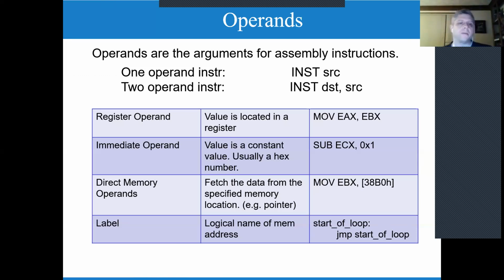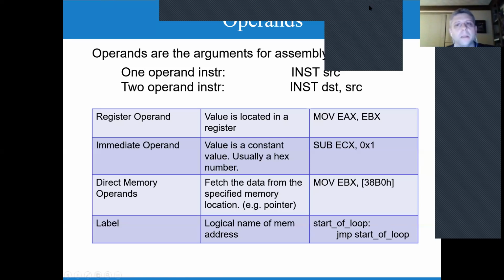You have direct memory operands. Now, these are often specified with brackets around them, and that means that you're going to fetch the data from the specified memory location. If you're familiar with programming, this is essentially a pointer. So in this case, we have move EBX, this memory location 38B0. That means that the data specified for that parameter is located in the memory location 38B0.